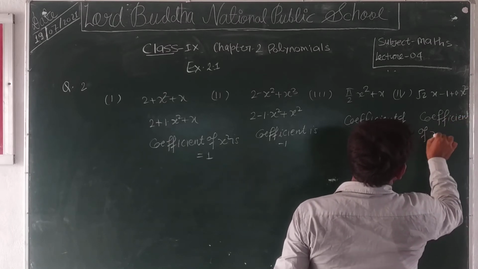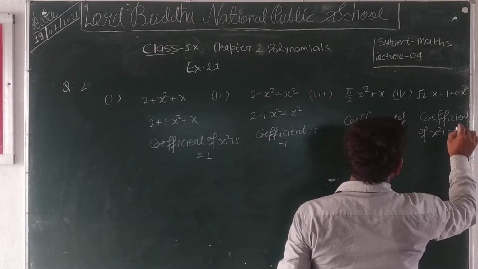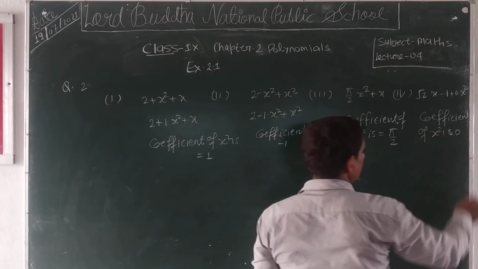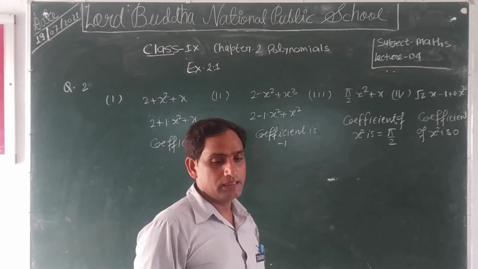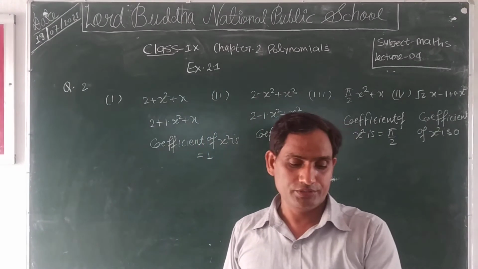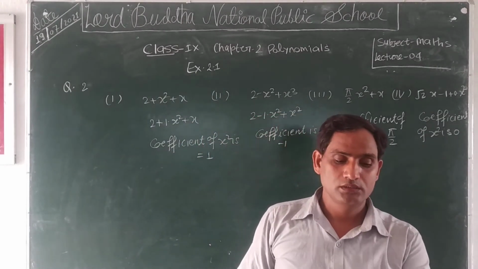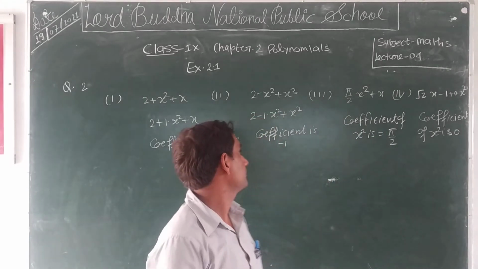Coefficient of x square is 0. Clear? In this way, all the parts of this question are completed. Now we see question number 3.